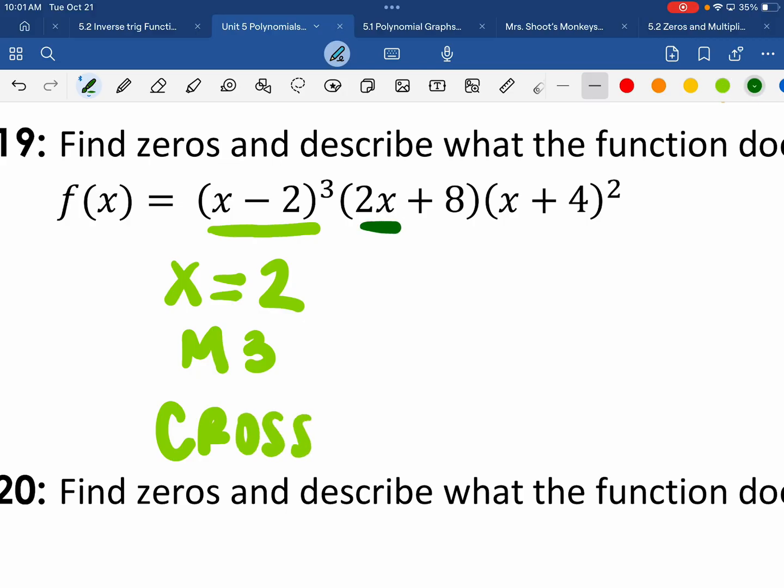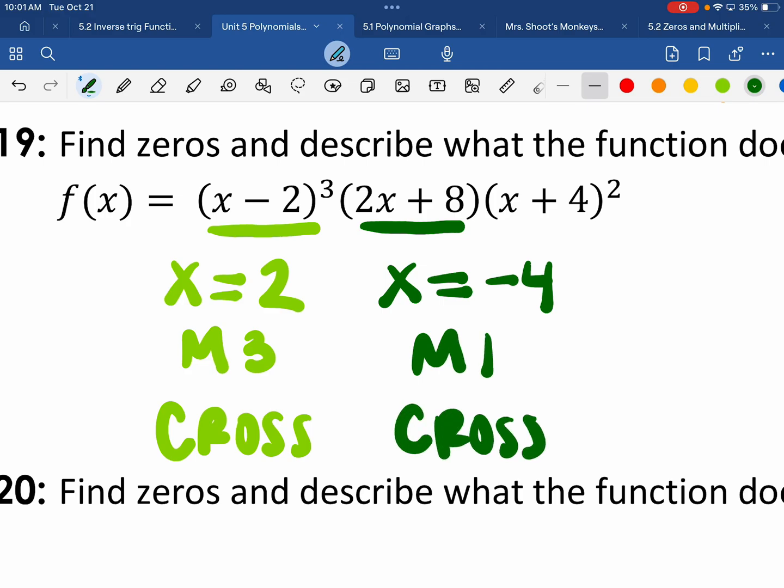All right, now this next one, 2x plus 8. Can you do that in your head? Where would you hit the x-axis? -4. Good. What's the multiplicity? 1. Are you going to bounce or cross? Cross. Very good.